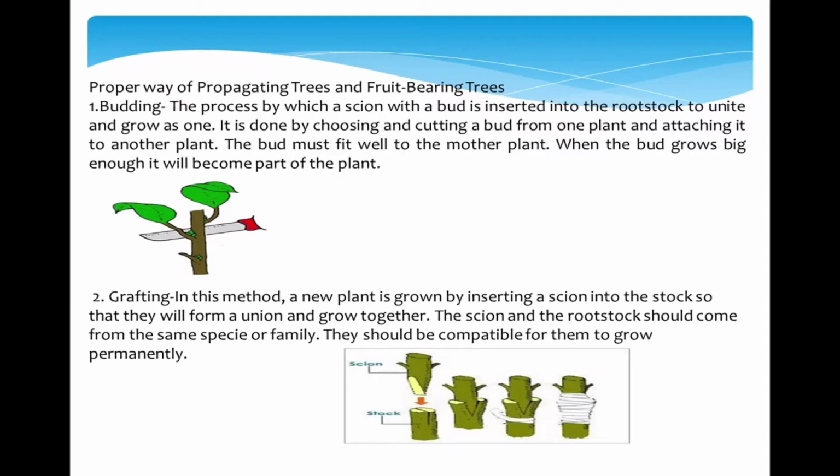When the bud grows big enough, it will become part of the plant. Second is the grafting method. Grafting method is where a new plant is grown by inserting a scion into the stock so that they will form a union and grow together. So the scion and the rootstock should come from the same species or family. They should be compatible for them to grow permanently. A good example of this method is durian, mango, mangosteen.